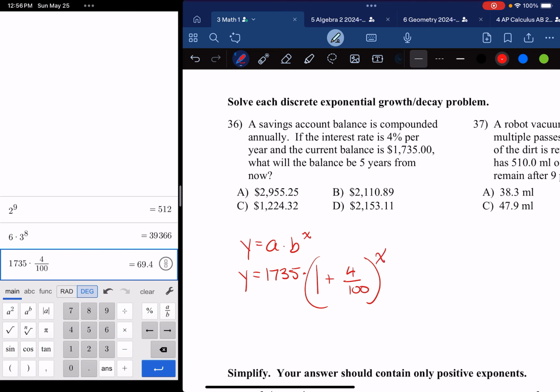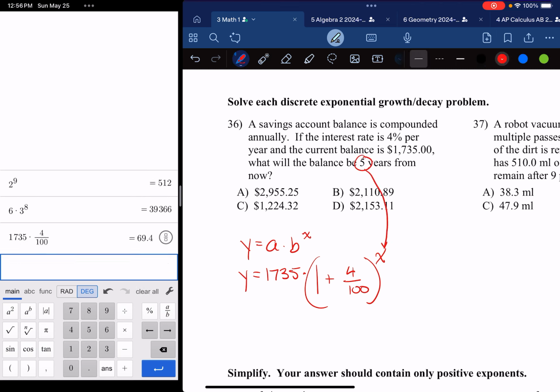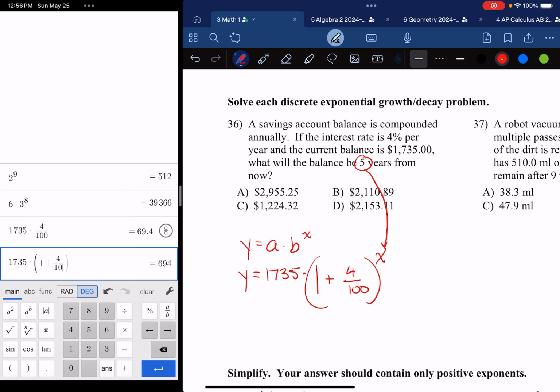So I have my formula, and now it's saying to plug in 5 into my formula. So 5 is being plugged in for x here, and I'm going to just type that all in. I'm going to say 1735 times, okay, then I'm going to start my parentheses, and I'm going to say 1 plus 4 over 100. That was supposed to be a 1 up here, wasn't it? And that's supposed to be 100 down here, and this is going to be to the power of 5 now. And it tells me that I get 2,110.89, so that's going to be option B.